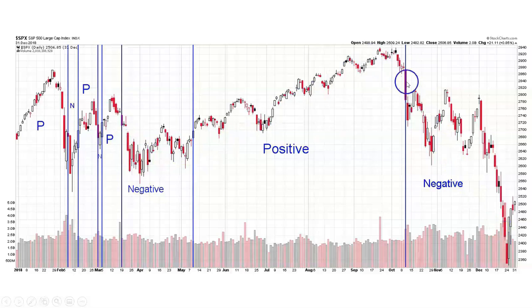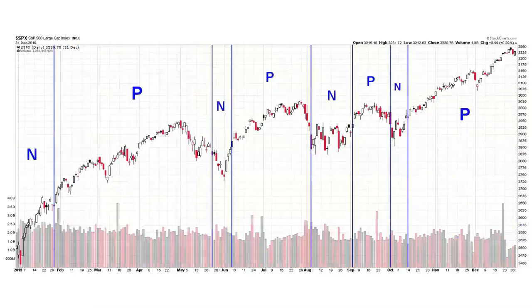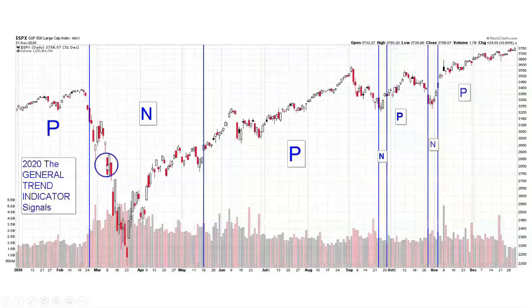But you can see here, this sell-off that we had in Q4 of 2018, we've already looked at the fact that that risk signal went red, and you can see here that we would have had a negative general trend indicator signal as well. And then you can see here when the signal is positive, this is when you get the most upward progress in the stock market. And this takes us into 2020.